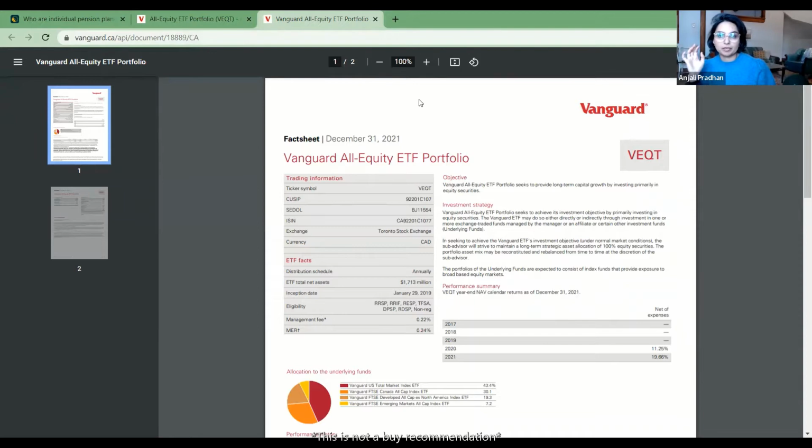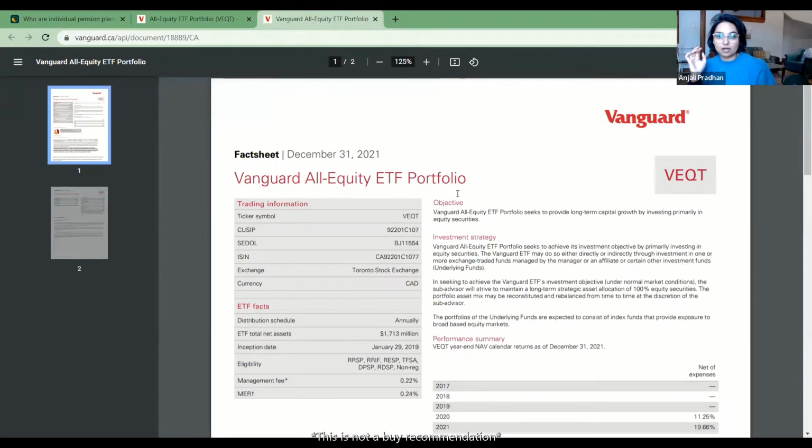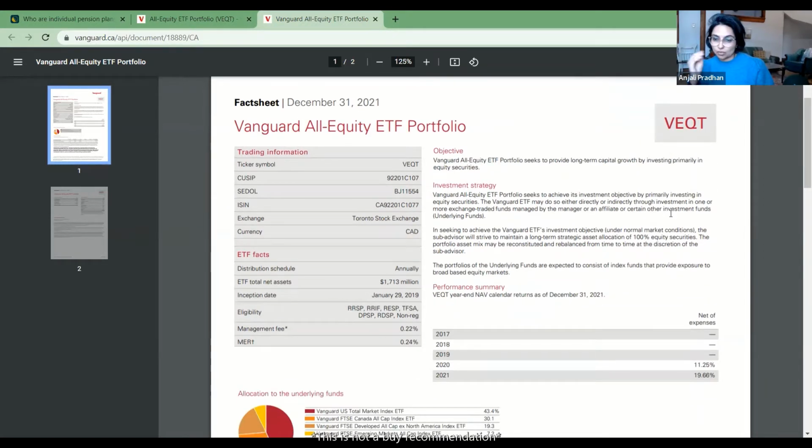Let me make this a little bit bigger. Okay, so it says the Vanguard All Equity ETF Portfolio seeks, so it's in the objectives here, seeks to provide long-term capital growth by investing primarily in equity securities. Okay, so it's equity, so it's stocks. Now let's see what kind of stocks, what size the companies are, and geographically where they are located. I'm trying to find that, especially the geographic concentration of this fund, which is probably the number one thing that I would look for here.